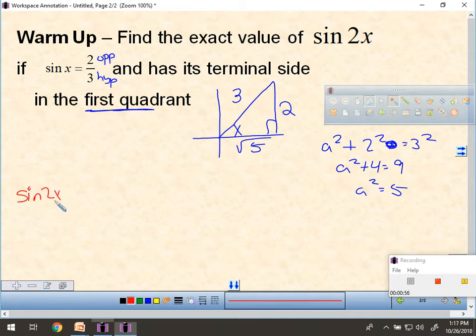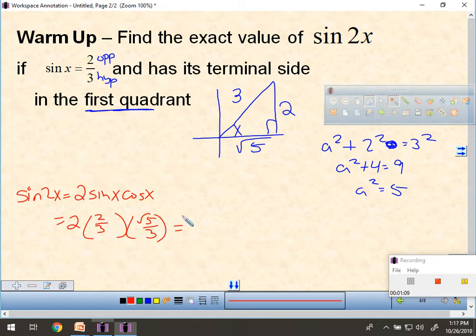And that's really the hardest part, because now, if it wants you to find sine of 2x, the formula for that is simply 2 sine of x cosine of x. And so sine of x was given, it's 2 over 3. Cosine of x is square root of 5 over 3. And so then you just multiply straight across. 2 times 2 is 4, so you get 4 radical 5, and then 3 times 3 over 9. So you just get 4 radical 5 over 9.